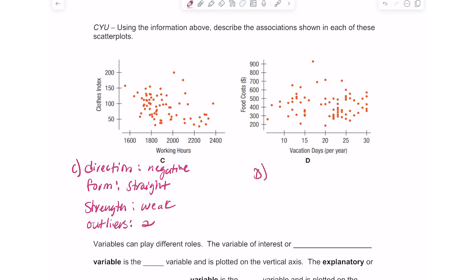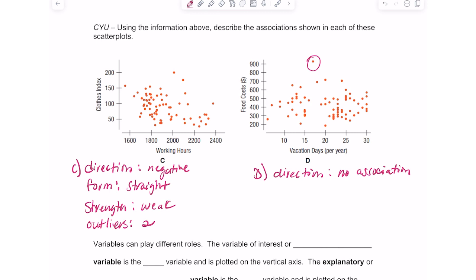In letter D, I would say the direction, there really is none, right? So there really is no association between vacation days and food costs. And that means I don't need to talk about the form. The strength I still could discuss, it would be weak. And it looks like maybe there's an outlier there.